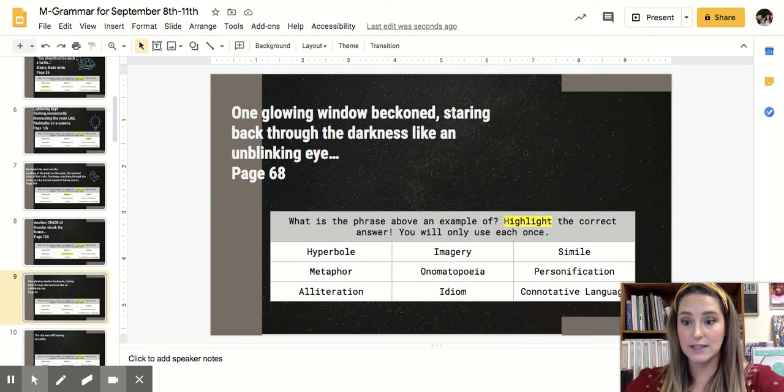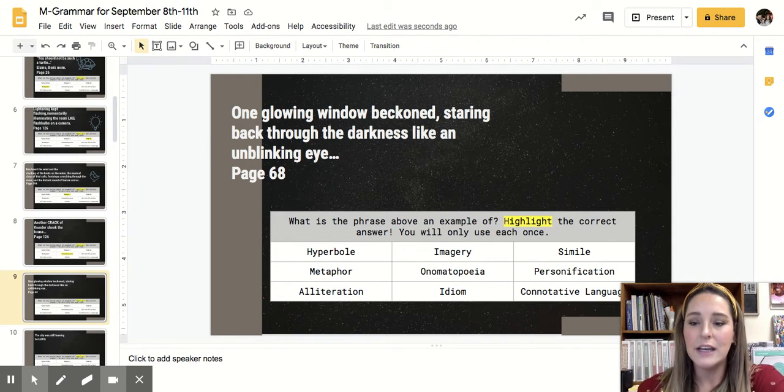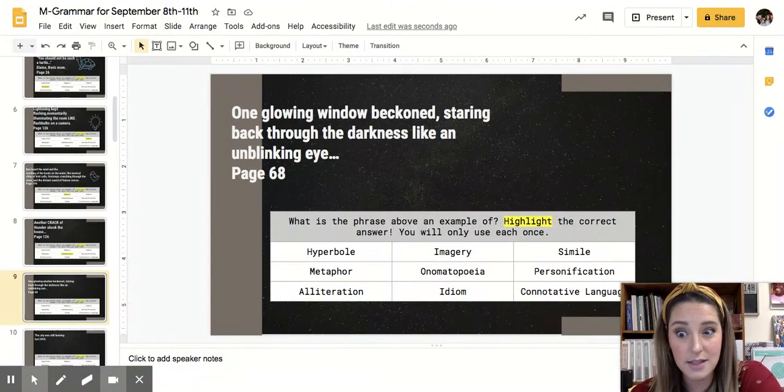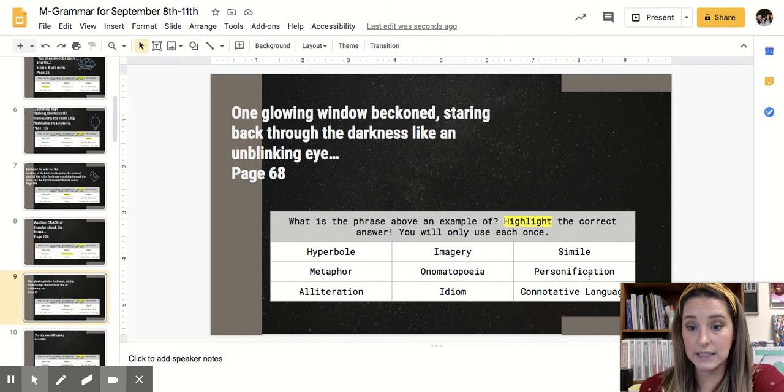Out into the darkness or through the darkness, calling people to look into it. Yes, this is a simile, like an unblinking eye. We're comparing the window to an unblinking eye, but let's think about it. If we're comparing a window to an unblinking eye, do windows beckon people? Do they call them? Do they stare? Do they have eyes to stare with in the first place? No. So the window is given human-like characteristics.